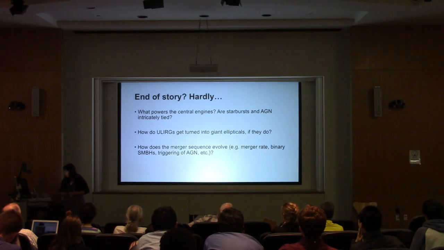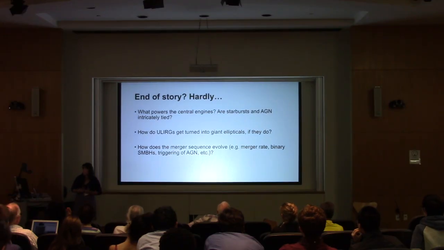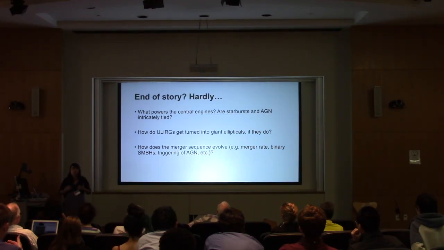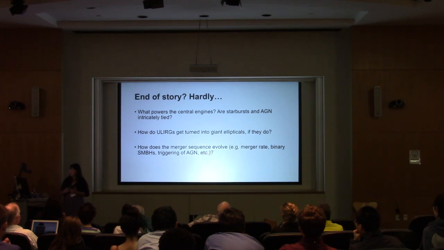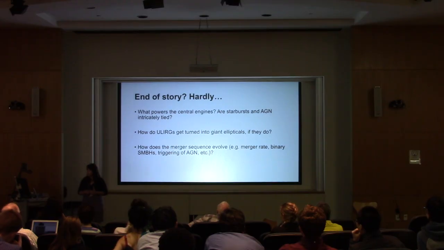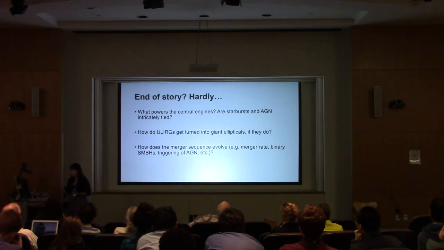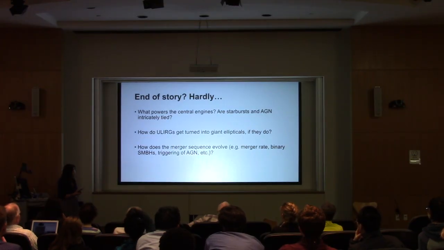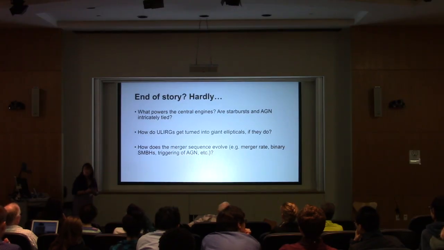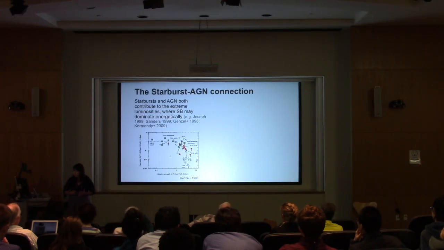Well, of course not. That actually brings up a lot more interesting questions, where we're asking what are the mechanisms that power these central engines, how are the starburst and AGN tied, and how do these ULIRGs actually turn into ellipticals, if they do, and how does this merger sequence evolve in terms of merger rate, looking for binary supermassive black holes, and how does AGN turn on, etc. So let's examine these in a little bit more detail.